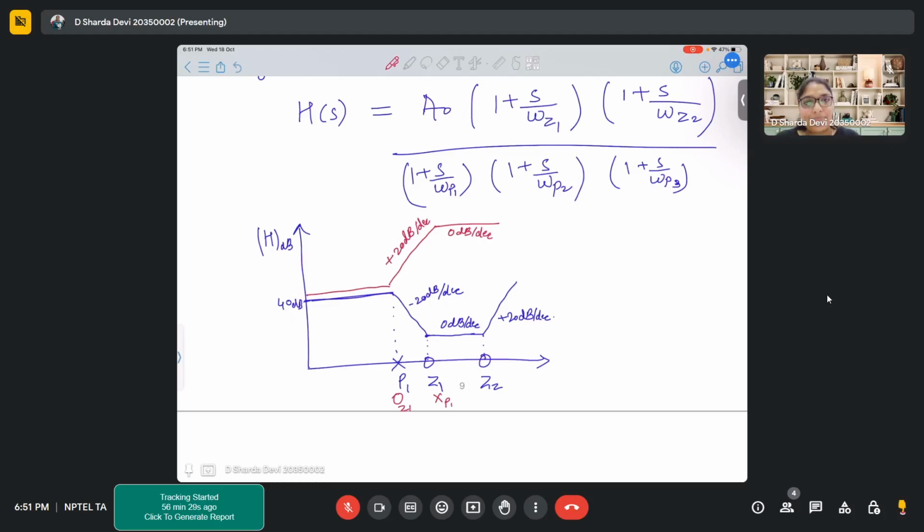Suppose I encounter another zero, second, third zero. Then I have to go further up at plus 20 dB per decade, so it will be plus 20 dB per decade. Is it clear? Yeah, ma'am.